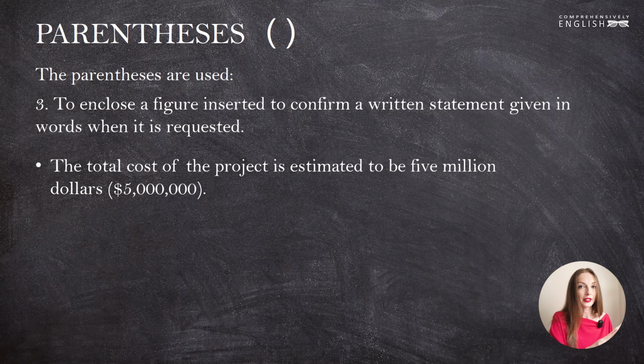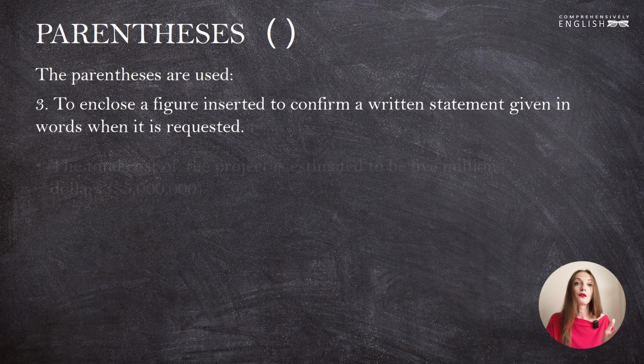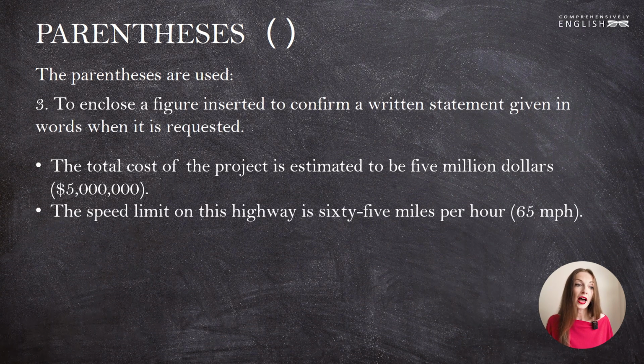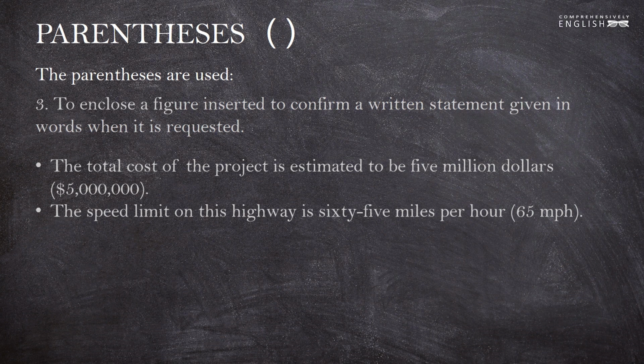And we see that after these five million dollars that is written in letters, we see the number that is enclosed in the parentheses to confirm what has just been said. And another example, the speed limit on this highway is sixty-five (65) miles per hour. The same, 65 miles per hour is additionally enclosed in parentheses.